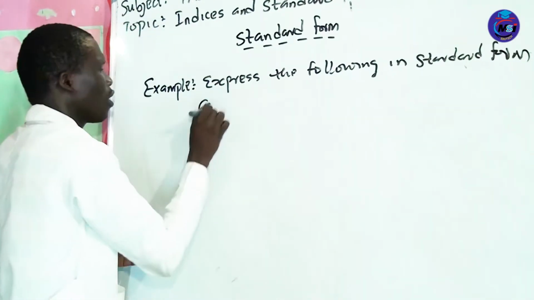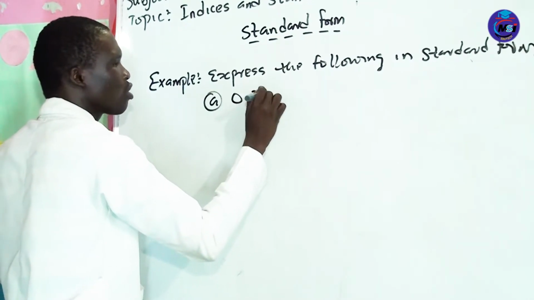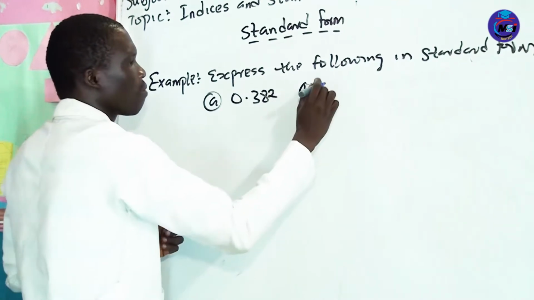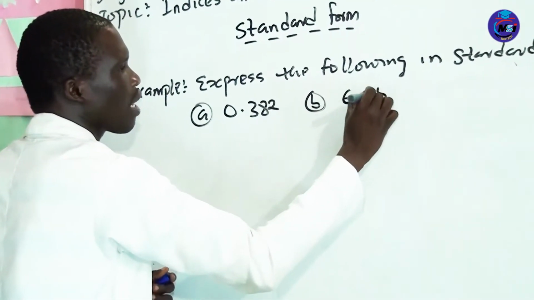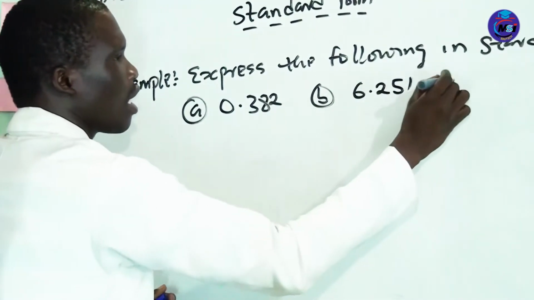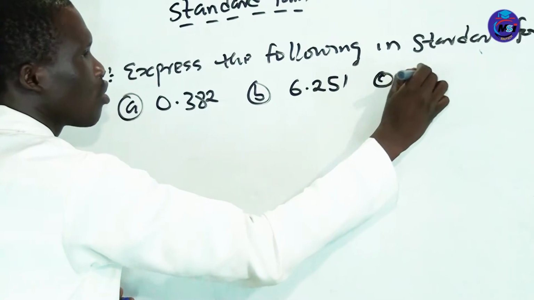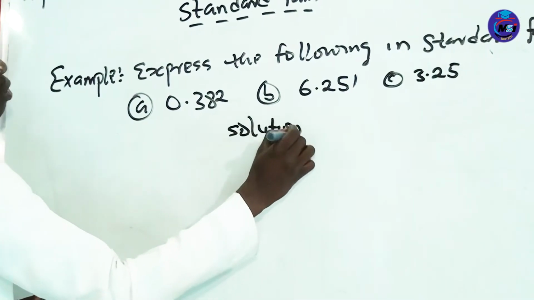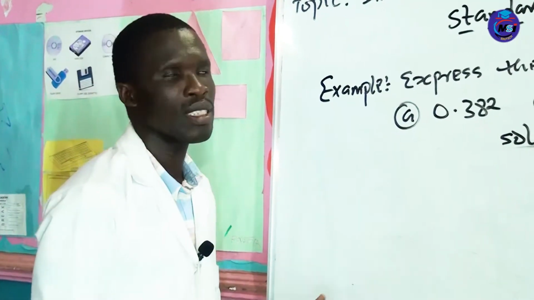Okay, we have 0.382, we have 6.251, and we have 3.25. Okay, let's quickly look at this. How can we express the following in standard form?